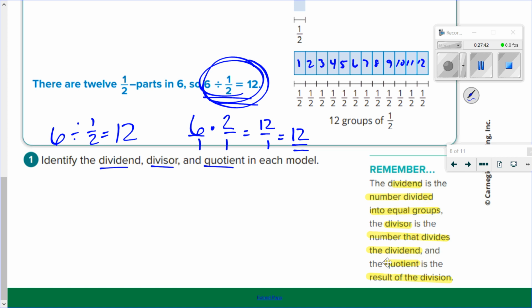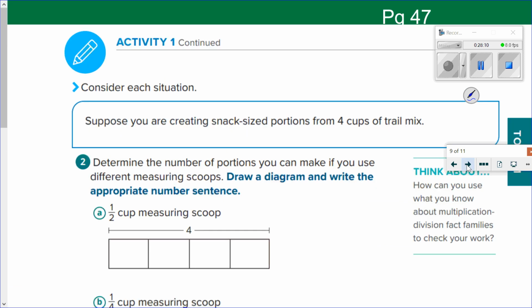Yes. 6. Excellent. Because that's how many groups I'm dividing up, right? What is my divisor? Nope. We're doing this one. 1/2. And what is my quotient? 12. Is everybody okay with those? You understand all 3? Good. Let's go to the next page.